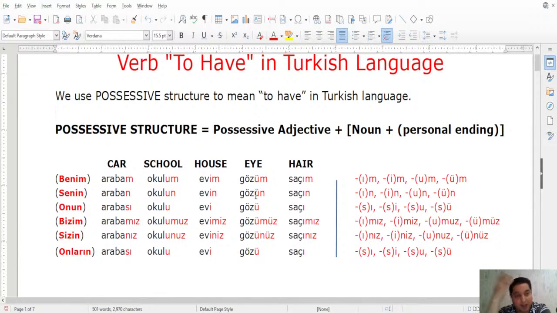So how do we make possessive structure in Turkish language? How do you say my pen or my house, your pen, your arm, your head, whatever? So it's very simple. You have a rule here. The possessive structure is made of what? Two things. First, the possessive adjective, right? The possessive adjective, which is what? My, your, his. These are possessive adjectives. And second, you have to add the noun plus the personal ending. Okay, that's the second part. Noun plus the personal ending.